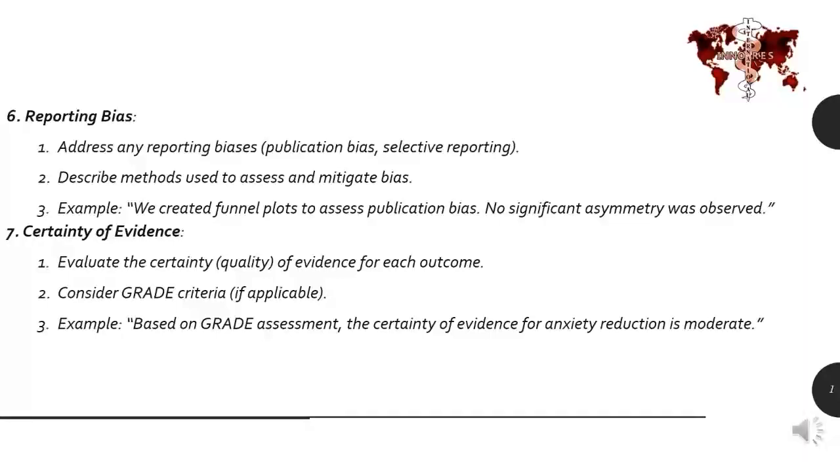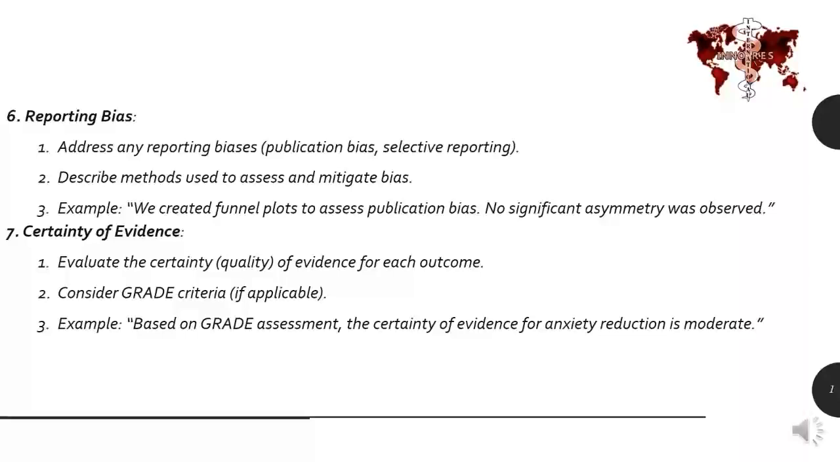So you want to address any reporting bias, could be publication bias or whatever bias it is. You want to present that bias. You also want to describe the methods you used to assess and to mitigate the bias. For example, it could be that you created funnel plots to assess bias. So finally, we'll be talking about item 22, which is talking about the certainty of evidence.